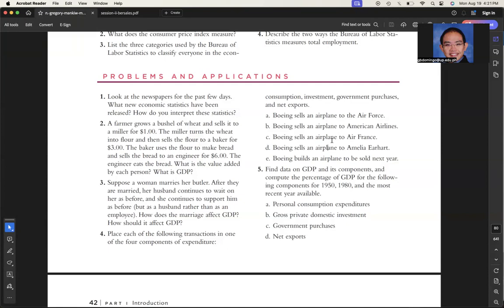Interestingly enough, right now, Boeing is in the news for having substandard airplanes. There have been some accidents, a door blew out, etc. So it's kind of unfortunate. But anyway, that's where it is.